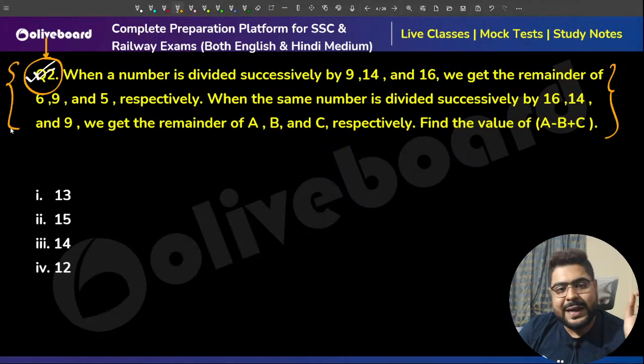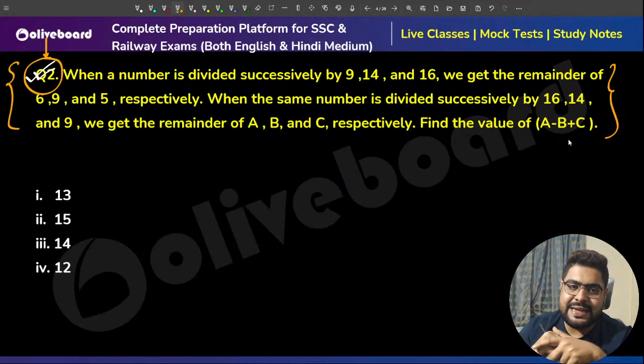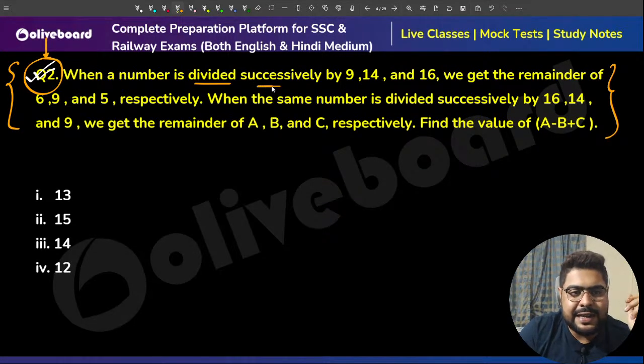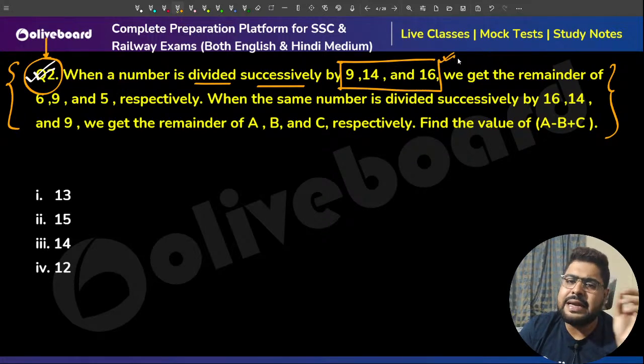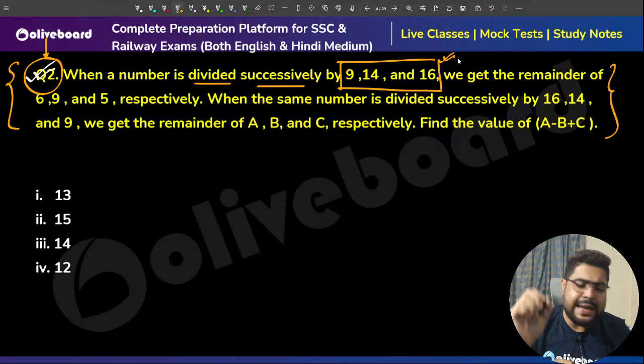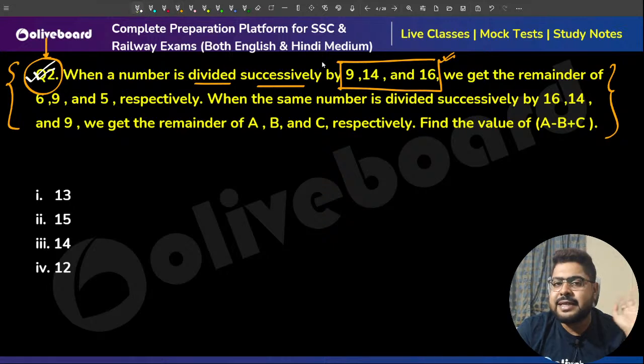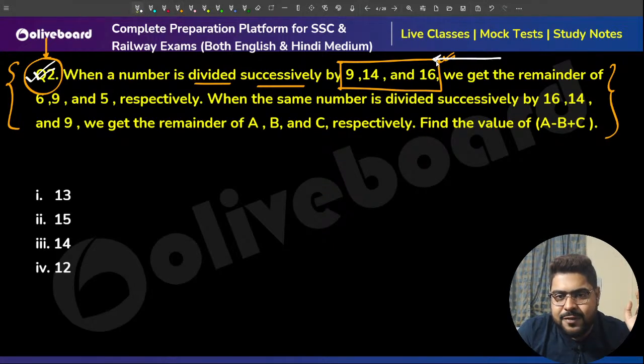So let's understand this type of question. This is called successive division. Divide it successively by 9, 14 and 16. I've discussed this in detail. Just quickly, whenever you see this, always start from this side. Start from the last.